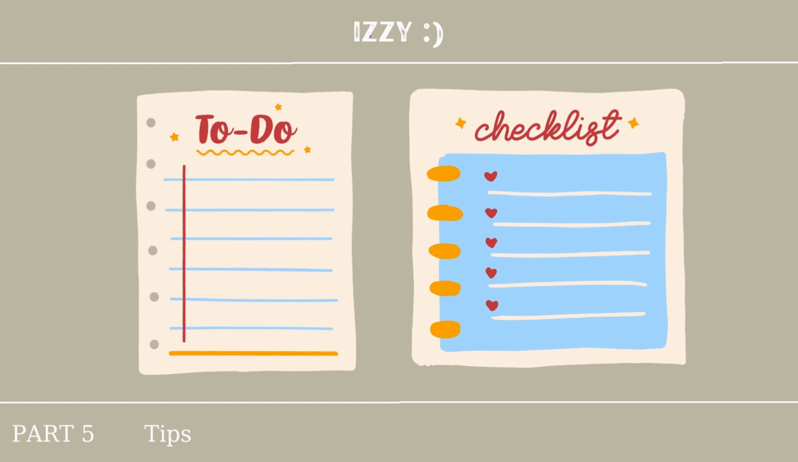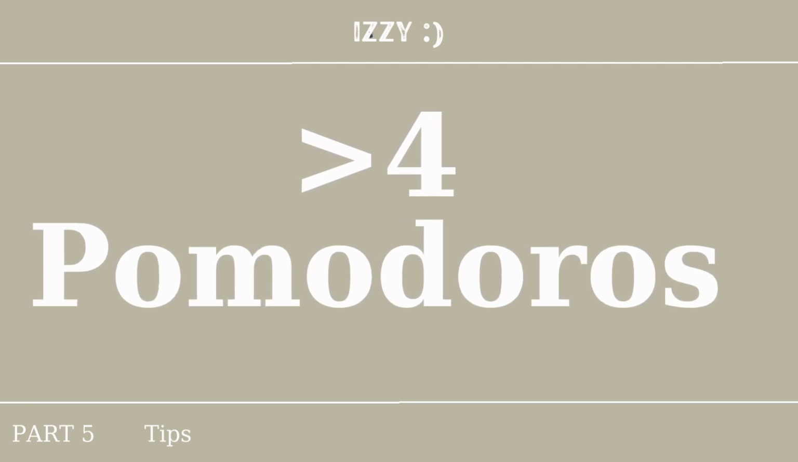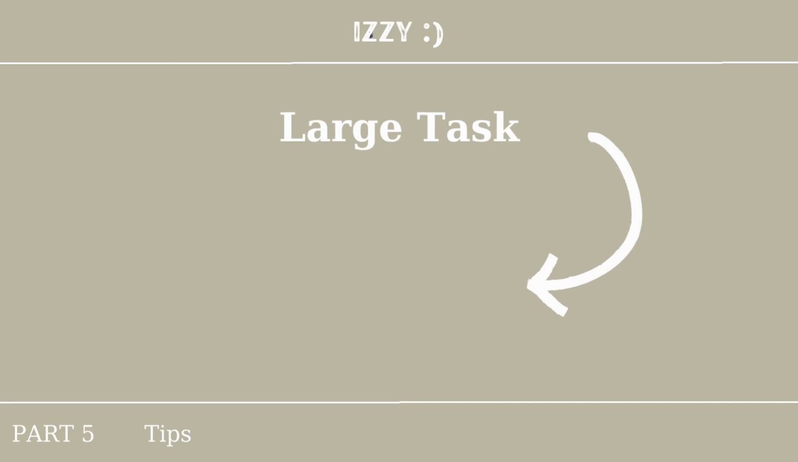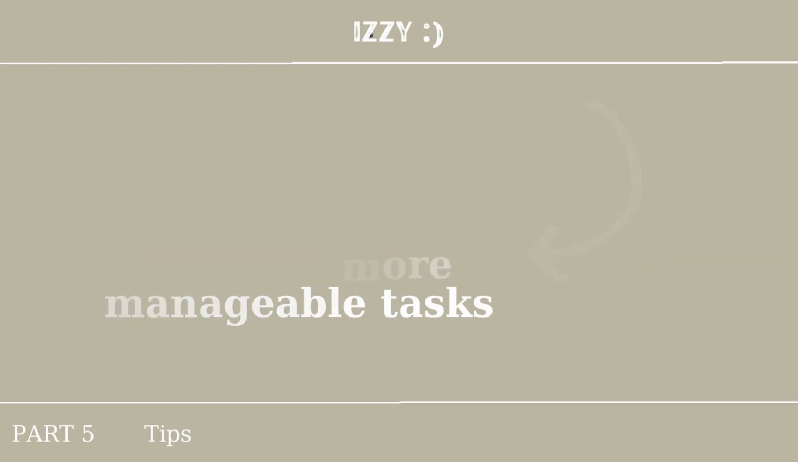You can also make a brain dump or to-do list, where you slowly finish all of these tasks in separate work intervals. Tip number 2. Break down complex projects. If a task or project requires more than 4 Pomodoros, divide it into smaller, more manageable tasks. You can then work on each smaller task in separate individual Pomodoros to help you finish this task faster.